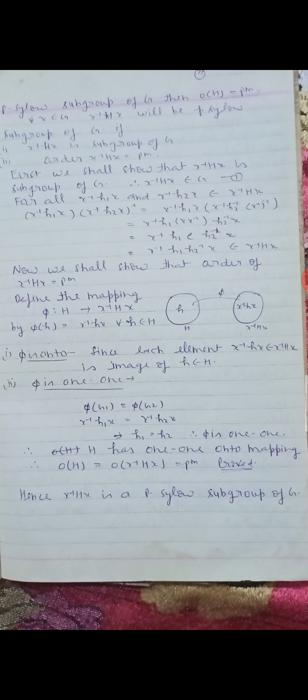Second, phi is one-one. Phi of h1 is equal to phi of h2, that is x inverse h1 x is equal to x inverse h2 x, which implies h1 is equal to h2. So phi is one-one, and H has a one-one onto mapping. So the order of H is equal to the order of x inverse H x, which is equal to p to the power m. Hence x inverse H x is a p Sylow subgroup of G.